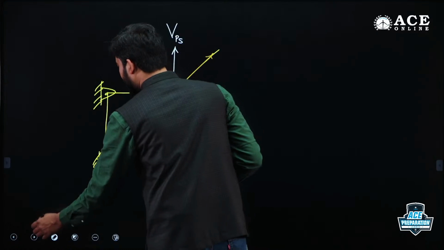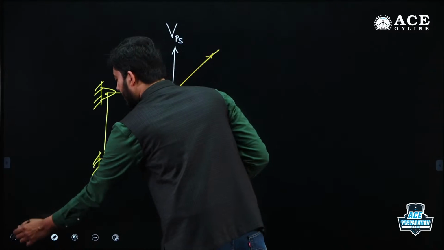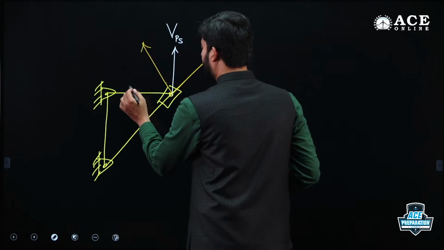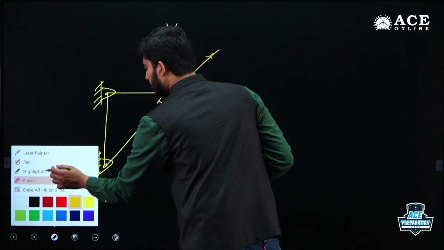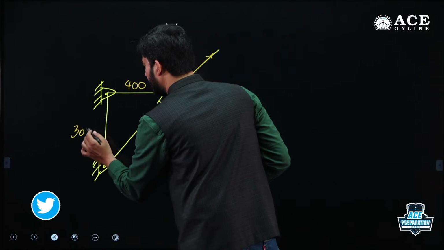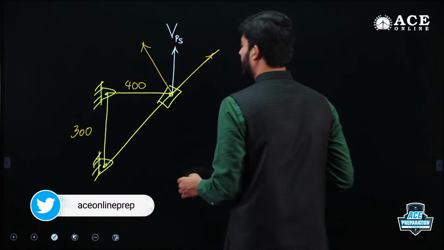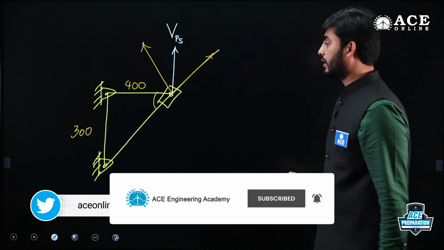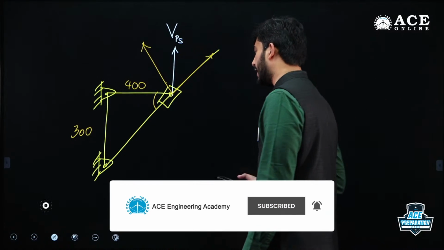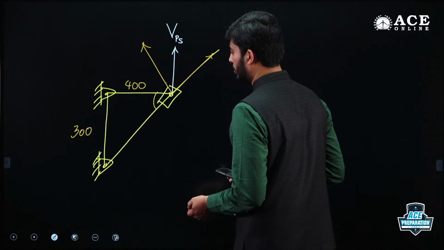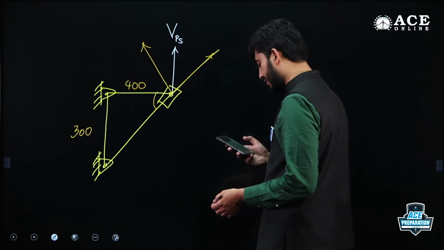Now, what will be this angle? This is 400 and this is 300. 400 is this dimension, and this is 300. Can anybody tell me what will be this angle? Tan inverse of 3 by 4, that is 36.86.